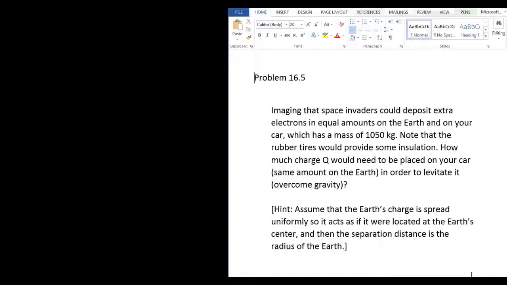And the hint here is that we need to assume that the Earth's charge is spread uniformly so that it acts as if it were located at the Earth's center. And then the distance of separation between the Earth and the car is actually going to be the radius of the Earth. Okay, so let's start out by drawing a picture here.